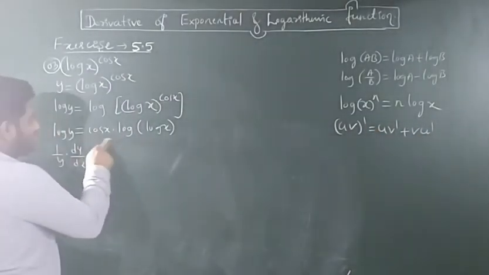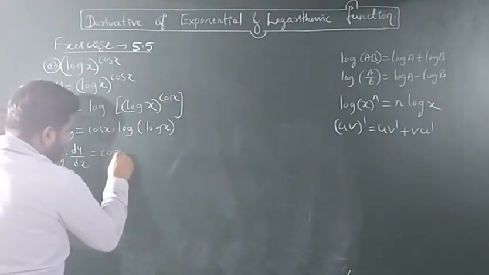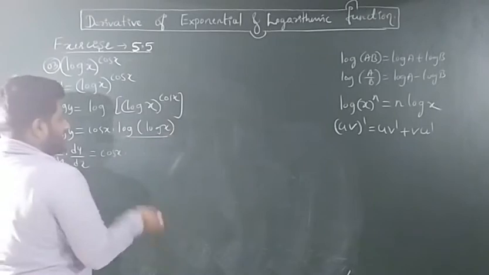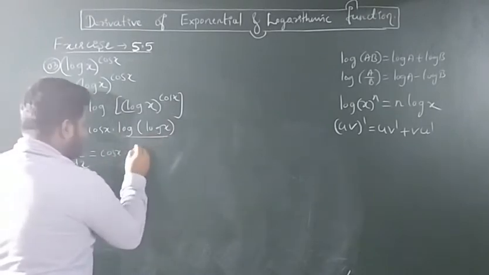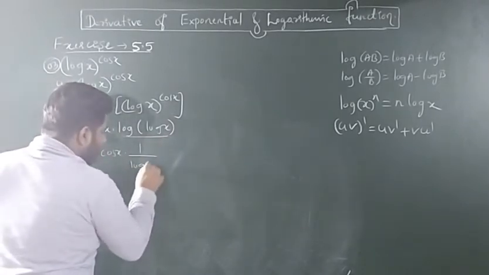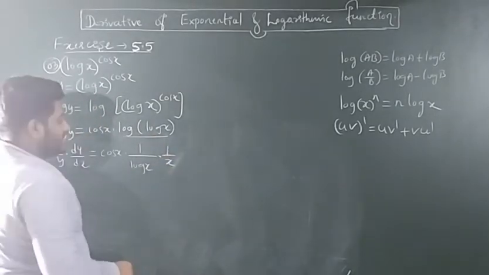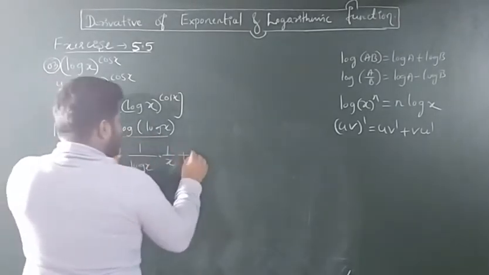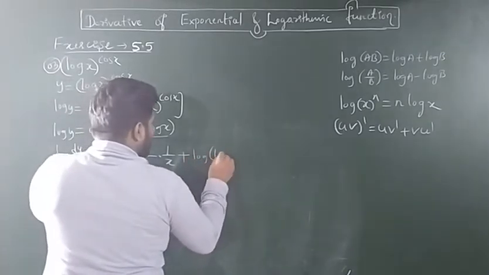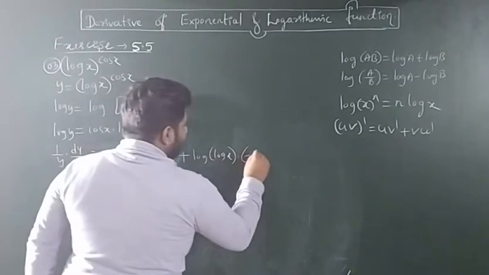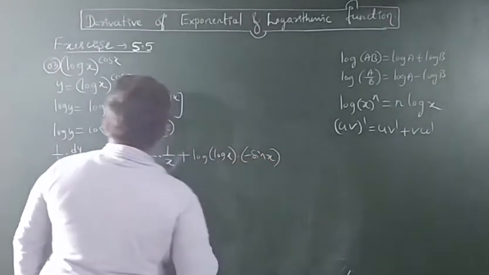Cos x, first function, as it is, differentiation of this function by treating log x as a variable: log of log x, differentiation is 1 divided by log x into differentiation of log x, which is 1 by x. Next, plus second function as it is, log of log x as it is. Now differentiation of cos x is minus sin x.